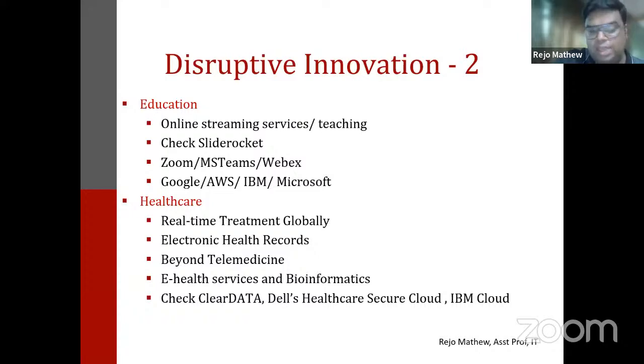Of course, in the end, I've mentioned a few companies which I would want you to check out. There is a company called Clear Data. Then Dell is a very popular company which has Dell's Healthcare Secure Cloud, and of course IBM Cloud for Healthcare you can check out. These are a few of the companies working in the healthcare sector using cloud. So definitely go through these examples.